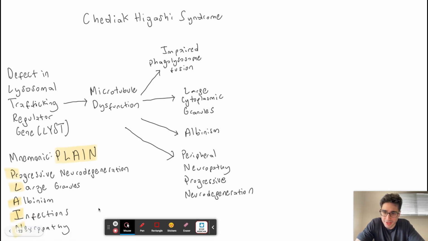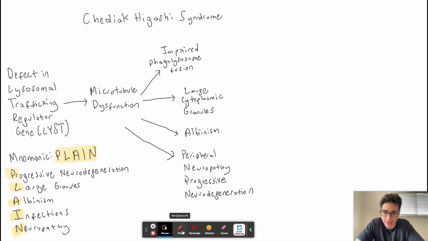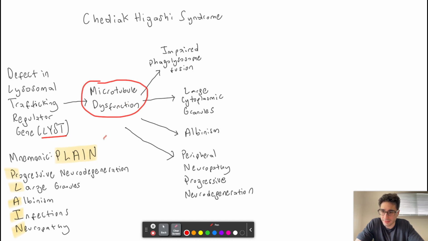Now you can remember some of the symptoms that are associated with Chediak-Higashi syndrome with the mnemonic PLAIN. So the P is for progressive neurodegeneration, the L is for large granules that we're going to see, A is for albinism, I is for infections, and the N is for neuropathy. Now in Chediak-Higashi syndrome, we're going to have a defect in the LYST gene, and this defect is going to result in microtubule dysfunction. This microtubule dysfunction is going to cause all the symptoms that we see clinically in this syndrome.